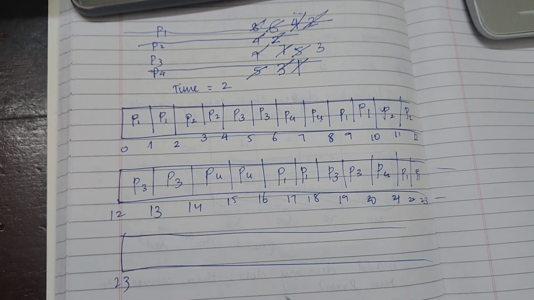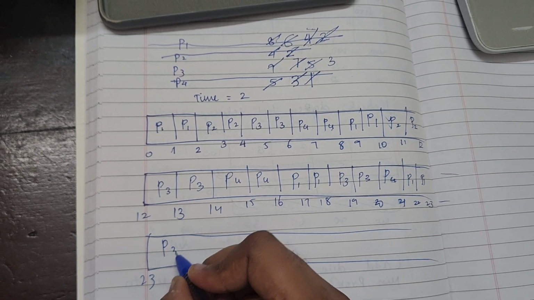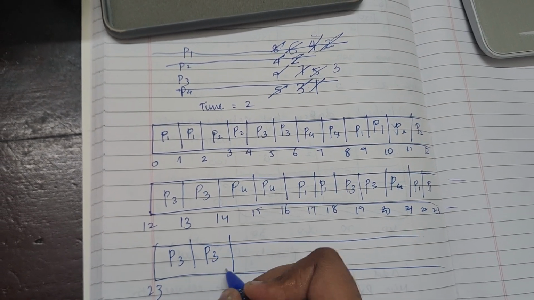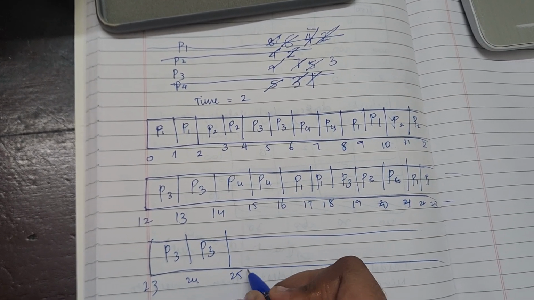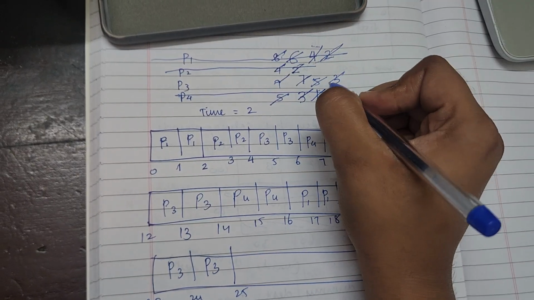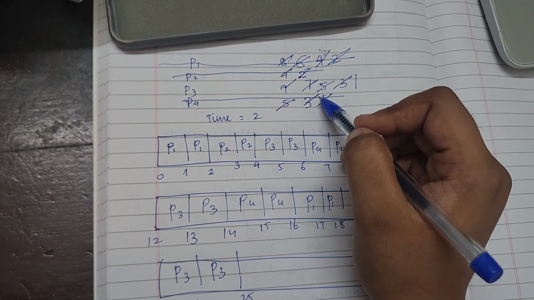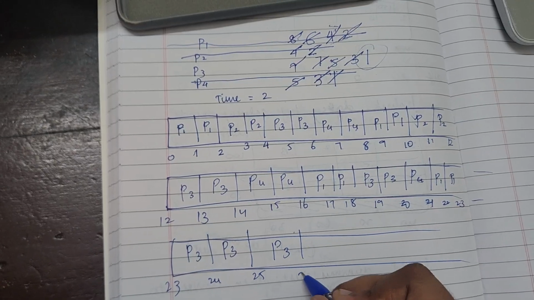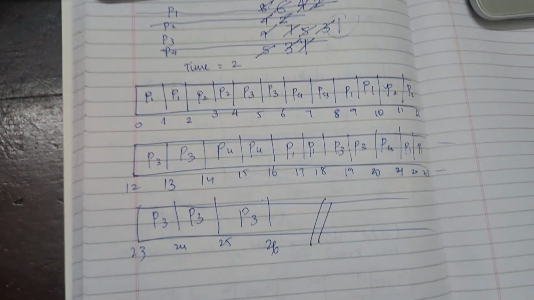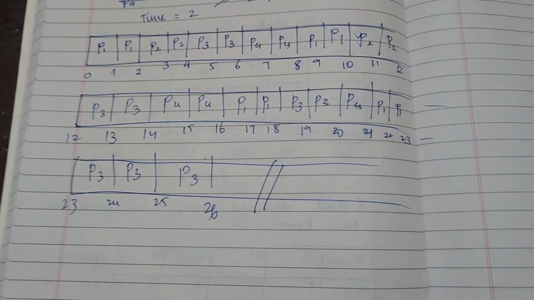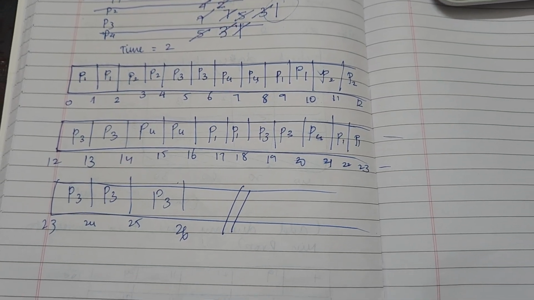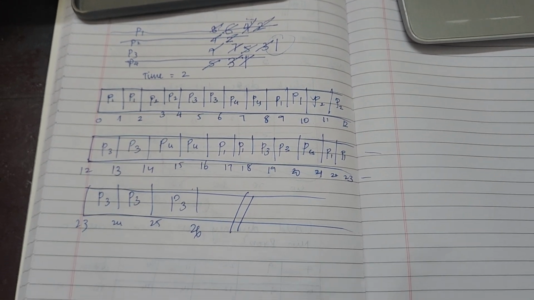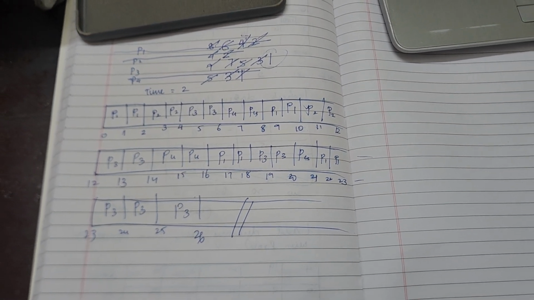So P3 now needs 2 units. P3, P3, 24, 25. Now this 3 becomes a 1, and all other processes are done. This is the only thing pending. So again you go for P3, 26, and with that we reach the end. So this is what our Gantt chart looks like. So now this is how you do the Gantt chart for a round robin scheduling.